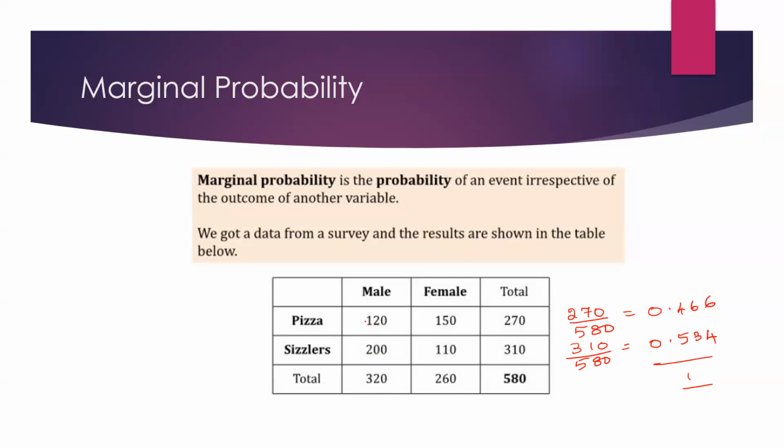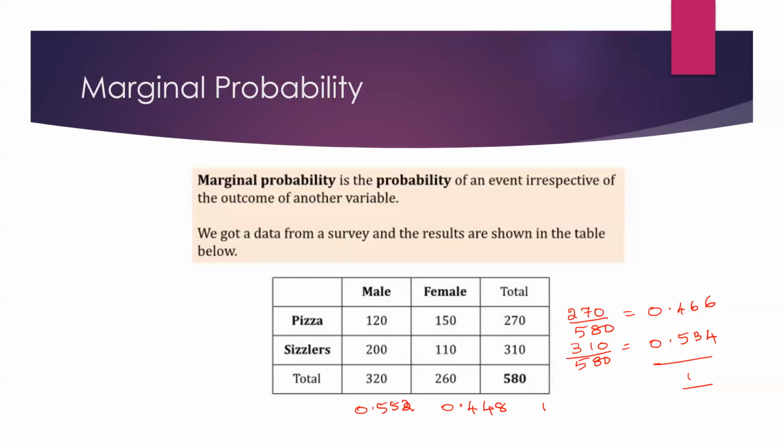320 divided by 580, 0.552. Correct? Likewise, 260 divided by 580, 0.448. Please confirm. So now add these two and confirm whether you're getting 1, which means that you have solved it correctly.